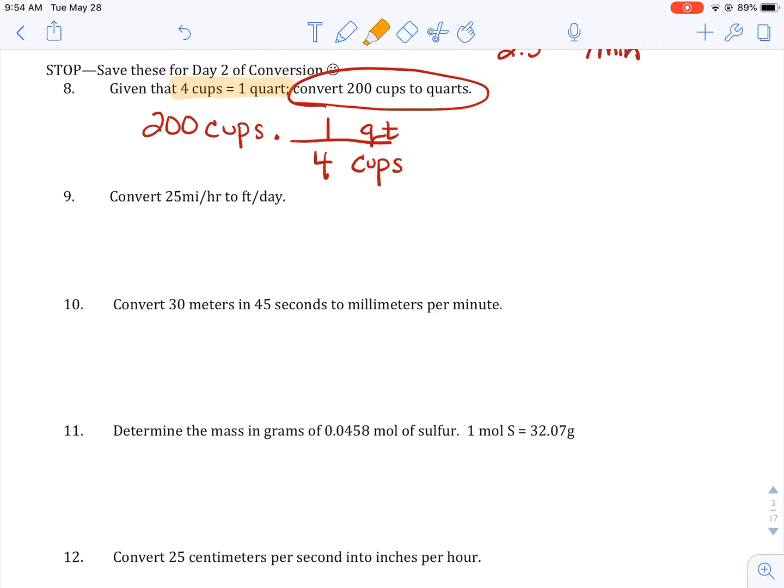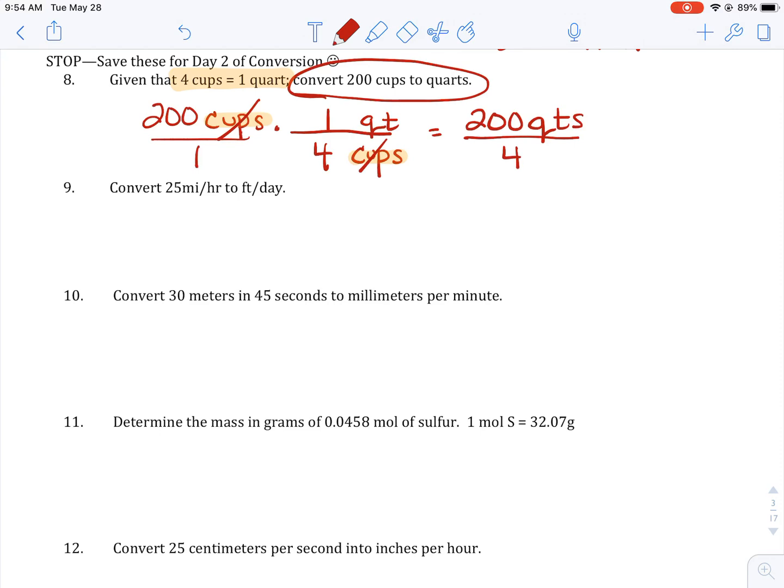So because I have cups in both the numerator and the denominator, it cancels. And again, to simplify, I multiply across the numerator and then I multiply across the denominator. So 200 times 1 is 200 quarts. And 1, which is the understood denominator there, times 4 is 4. And then I want it to not have a denominator. So 200 divided by 4 is 50 quarts.